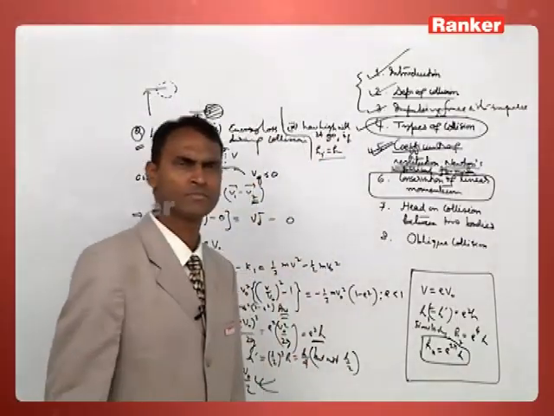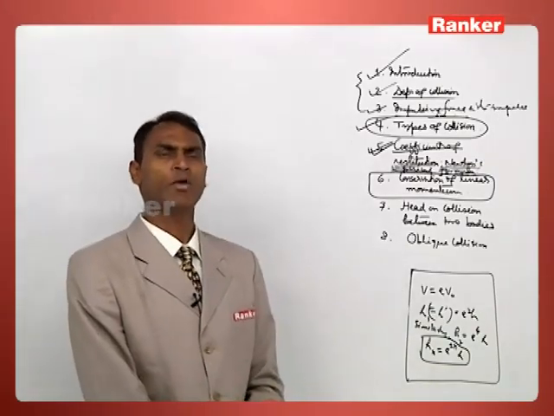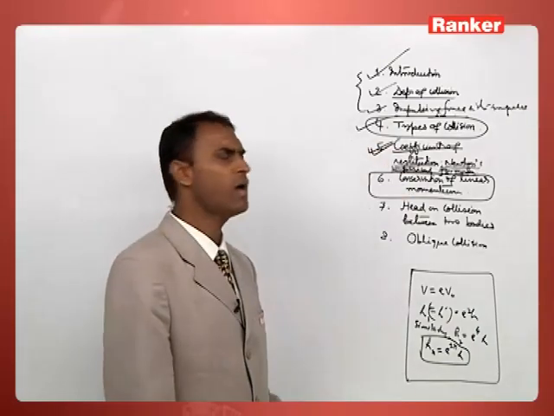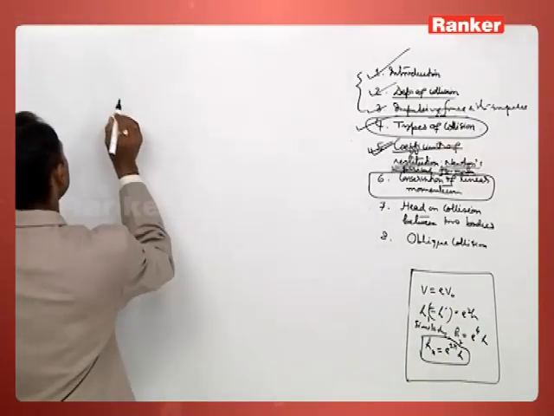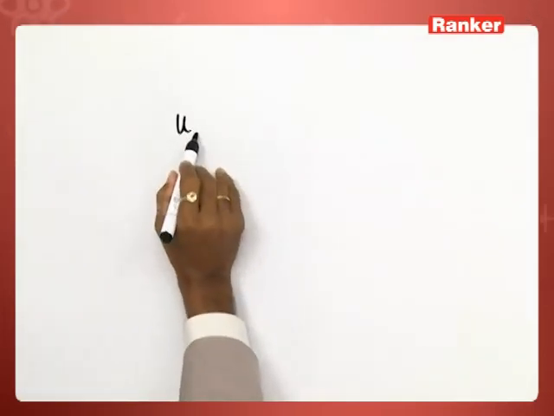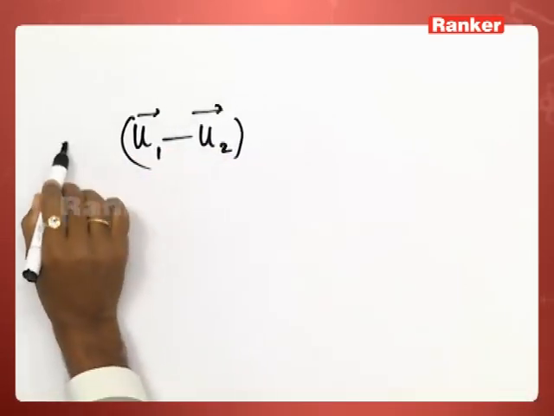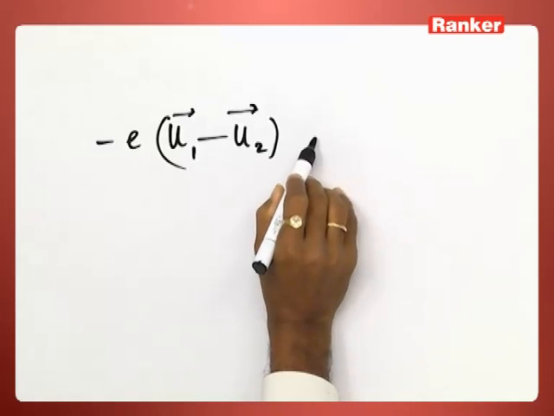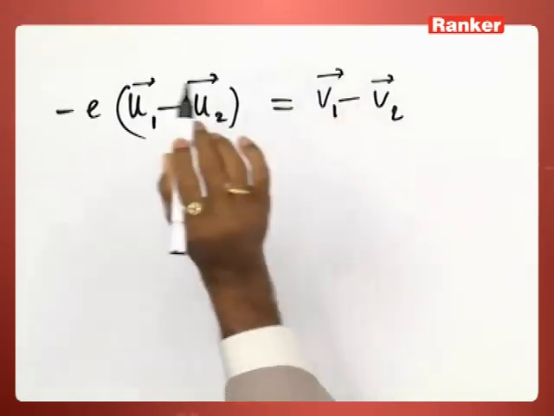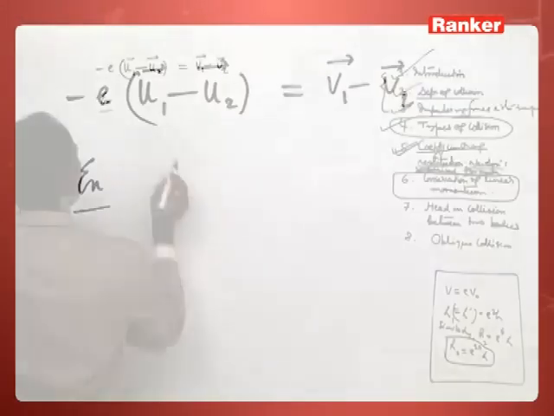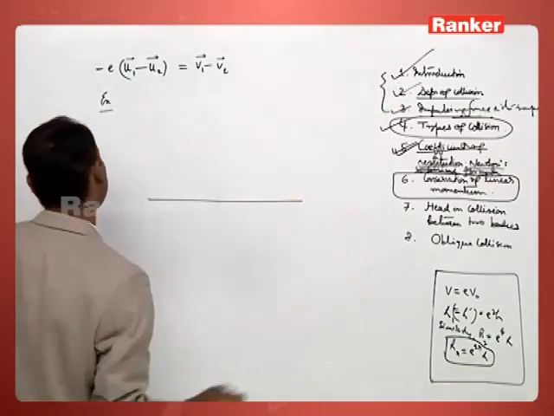Using this idea, let us solve some more interesting problems. We are solving some problems by using the coefficient of restitution formula, that is Newton's empirical formula or impact formula, which states that the velocity of approach into minus of the coefficient of restitution in vector form is equal to the velocity of separation. Let us take the previous example and ask a few more questions.